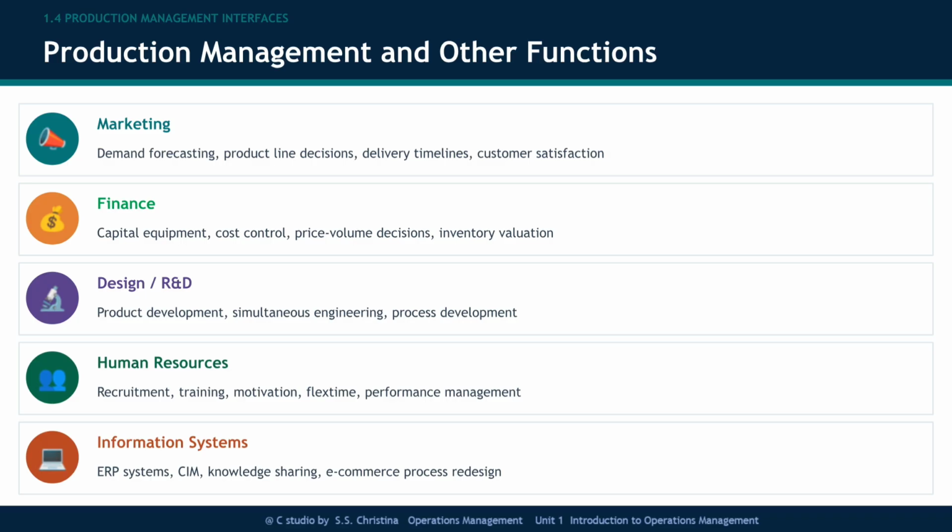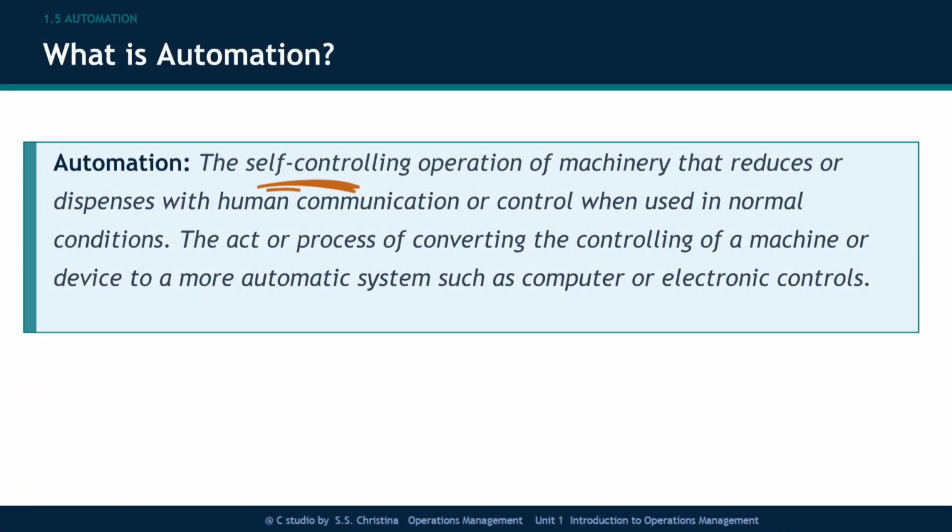Fifth, information systems. ERP, enterprise resource planning, systems integrate production with all other functions in real time. CIM, computer integrated manufacturing, brings IT into the factory floor itself. Knowledge management and e-commerce are reshaping how production processes are designed and executed. The key takeaway: production management measures the effectiveness of people, processes, and technology, and it must do this in constant dialogue with every other function.